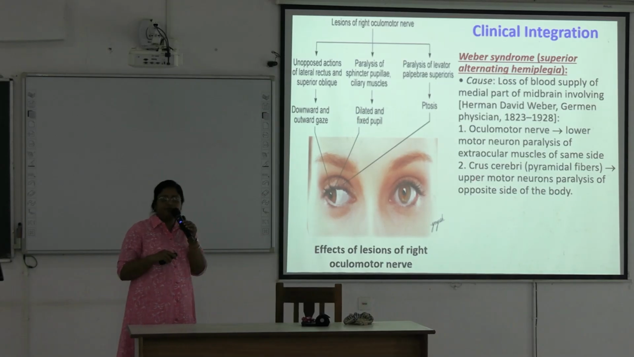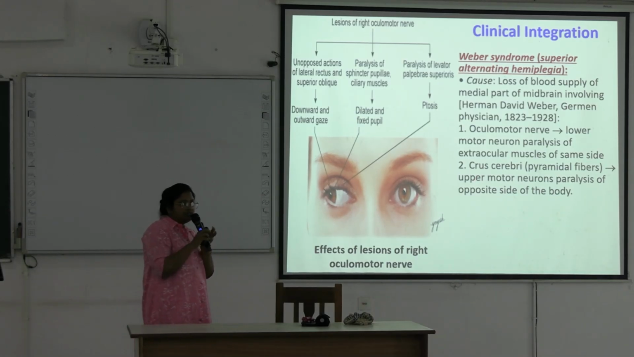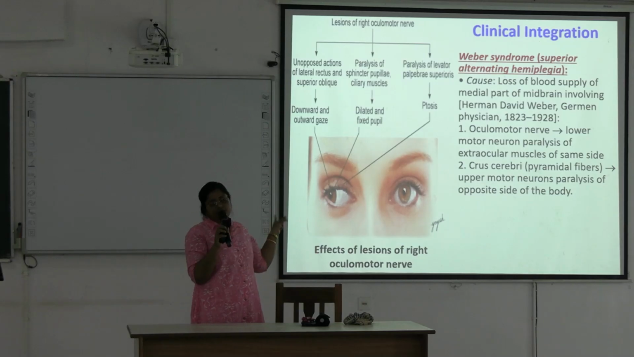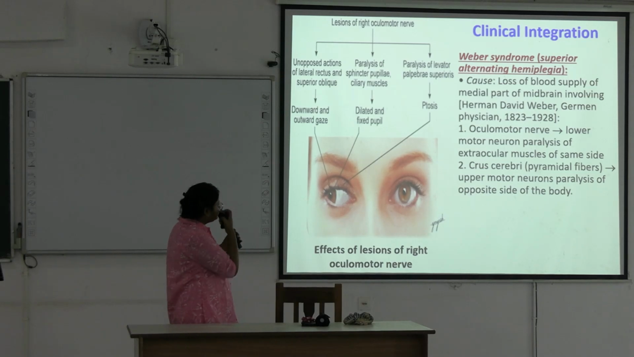Very, very important for your theory, Weber syndrome. Sometimes in a long question, the course of the nerve is asked. Also this clinical aspect is asked. Okay. Next.